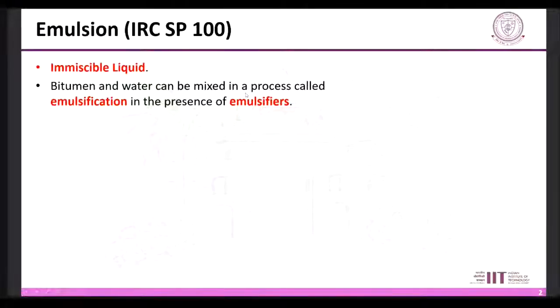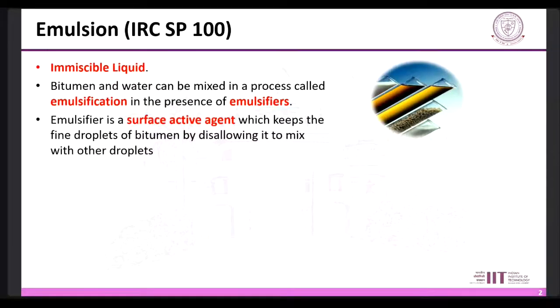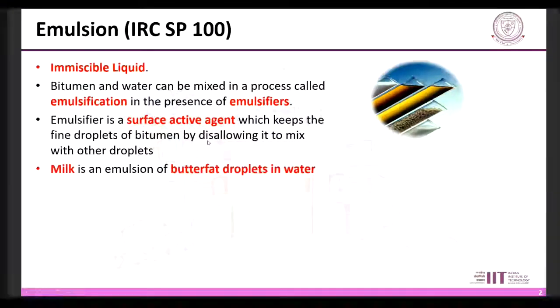In a process which is known as emulsification, and this emulsification is conducted in the presence of emulsifiers. Emulsifiers are basically the surface active agents which directly put the charge over the water droplets or the bitumen droplets. For example, milk is an emulsion of butter fat droplets in water. Similarly, we are making emulsion using bitumen as well as water.